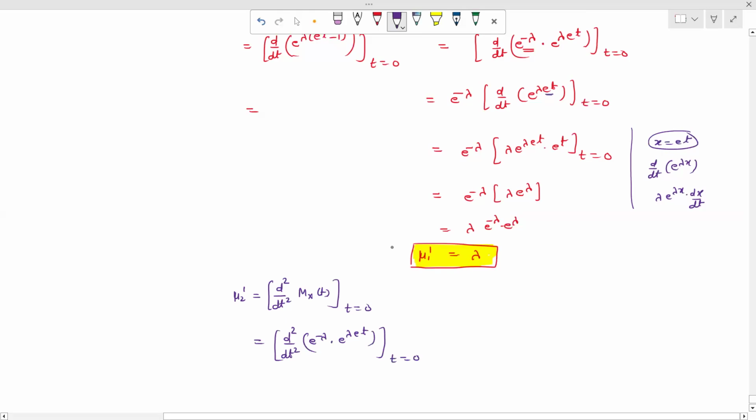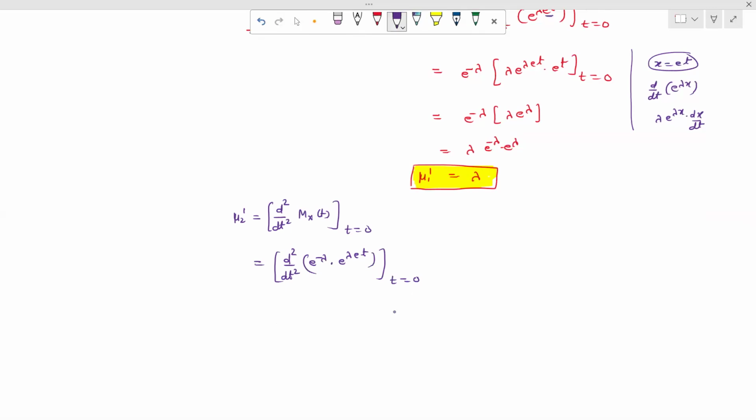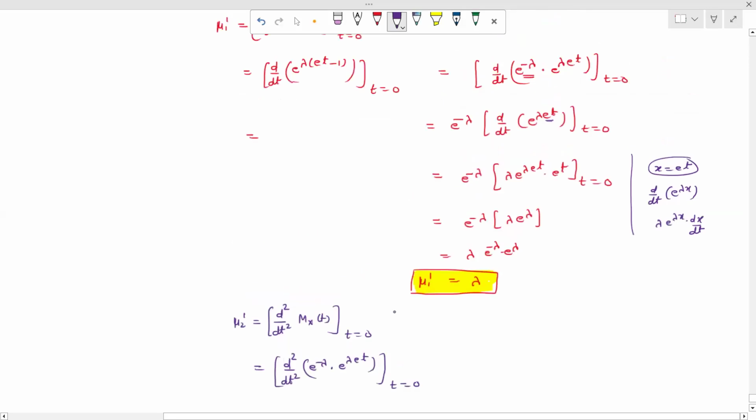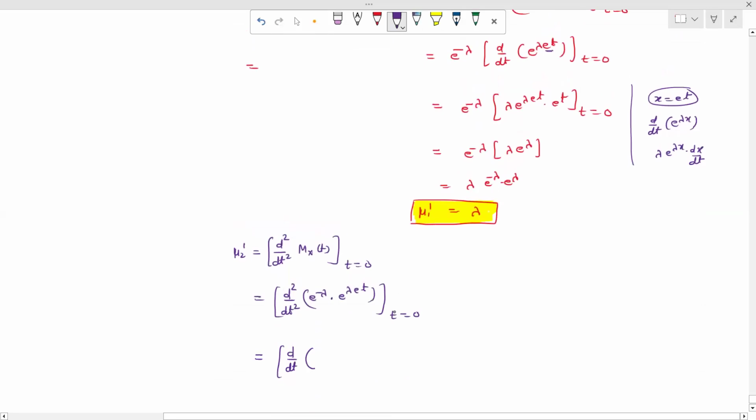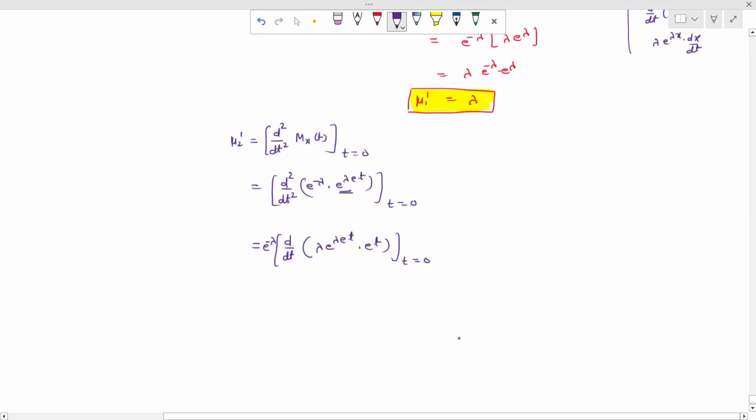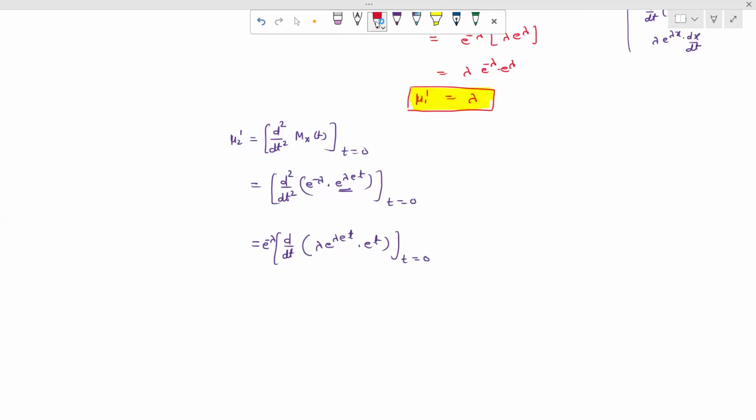We have already done one differentiation, so we will directly use that. So this can be written as d over dt of the one-time derivative. What is our one-time derivative? e raised to the power minus lambda is purely constant, we take it outside. And the differentiation of this is lambda e raised to the power lambda e raised to the power t into e raised to the power t at t equal to 0. Now there are two functions of t.